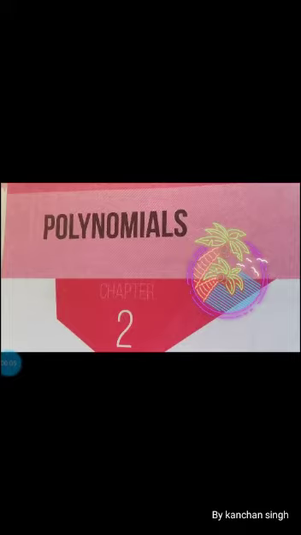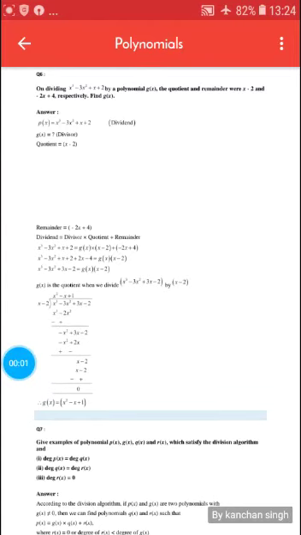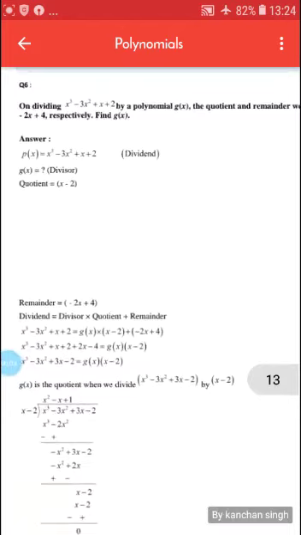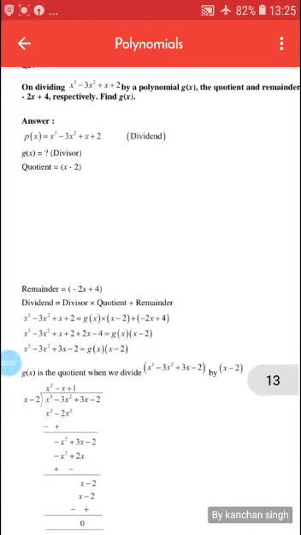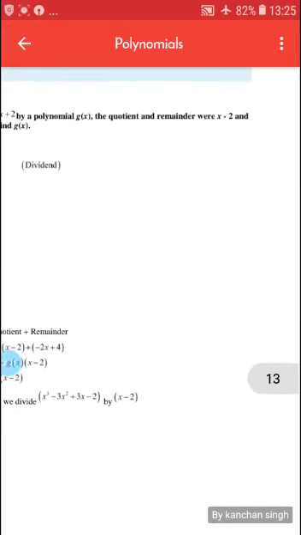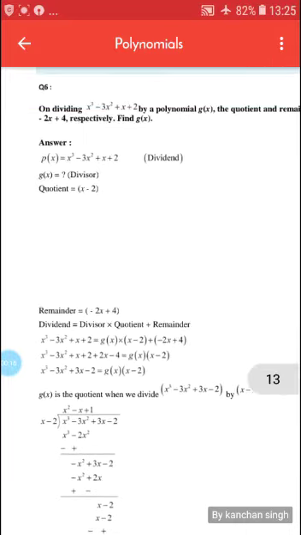Now in our previous class we have solved exercise 2.3 and today we will try to complete this topic. See, our question number 6 is on dividing x cube minus 3x square plus x plus 2 by a polynomial g(x), the quotient and remainder were x minus 2 and minus 2x plus 4 respectively. What we have to do, we have to find g(x).